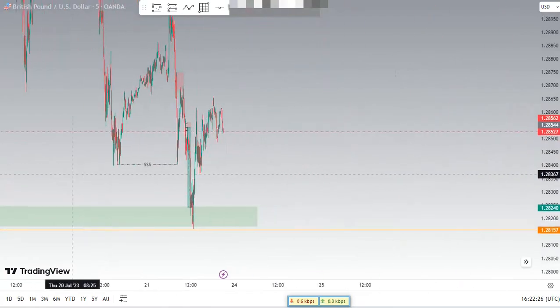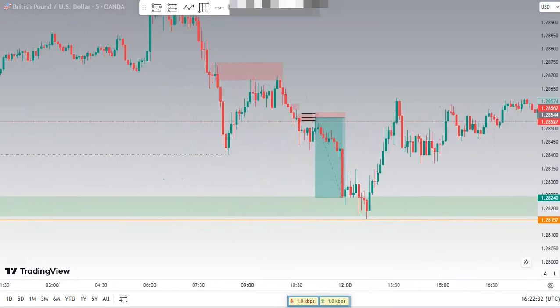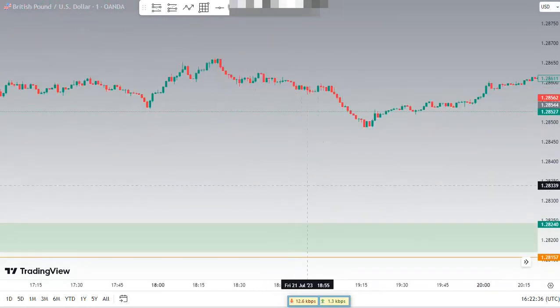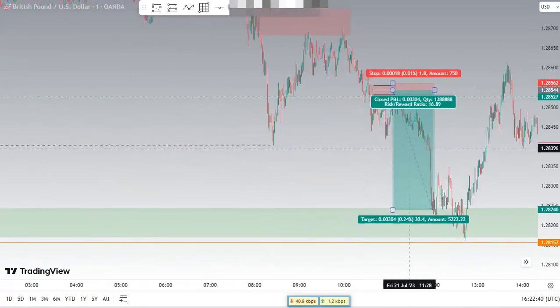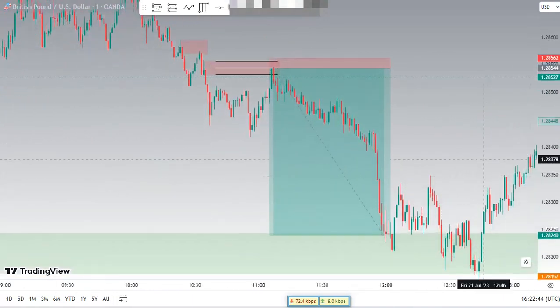Okay, so this gave us a 1 to 16 RR on Friday, and there was so much momentum that helped us to hit TP. So this was just the general idea behind the trade, fams. So yeah, we do things like this really often. Yeah, we get trades like this really often. So this was just all about it.